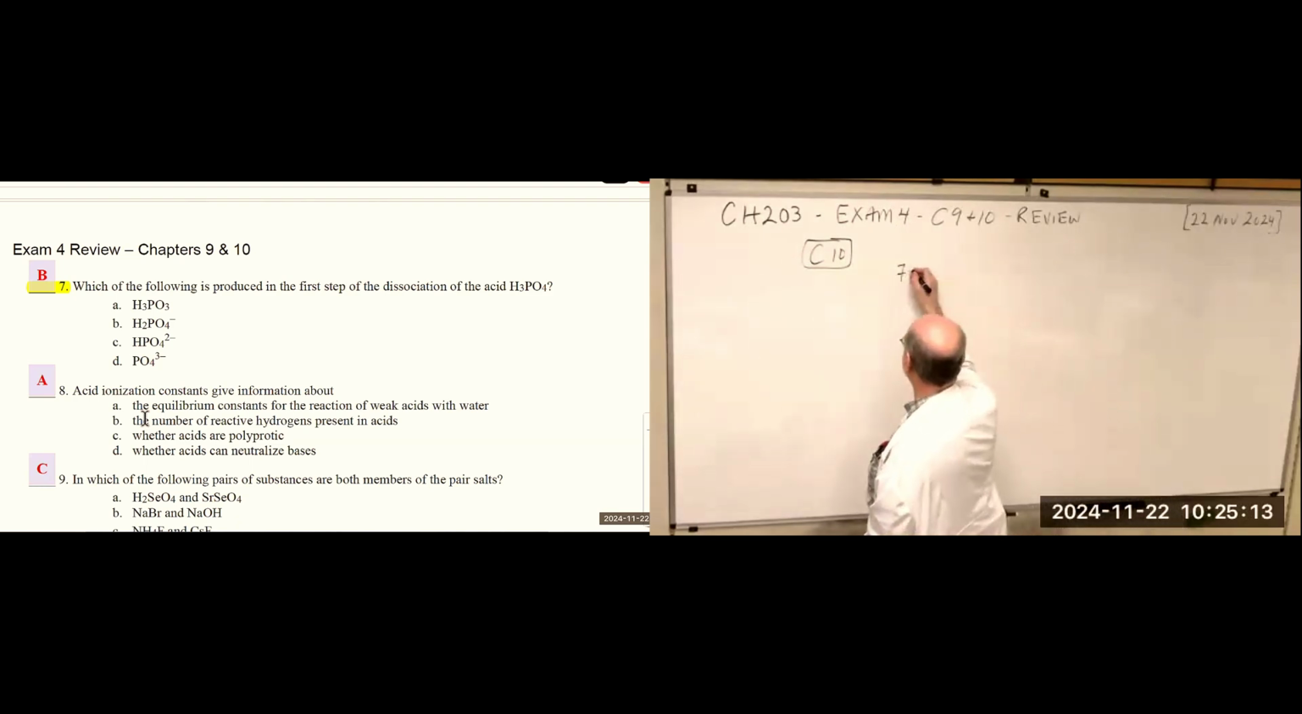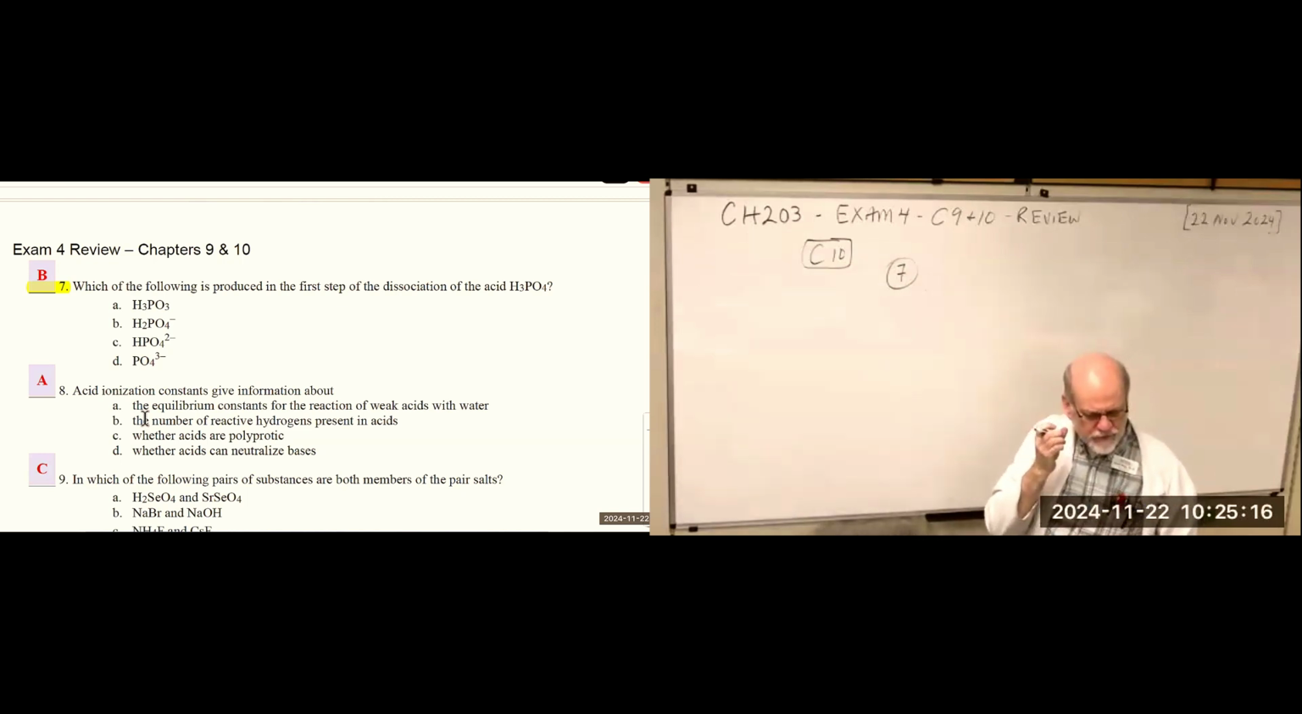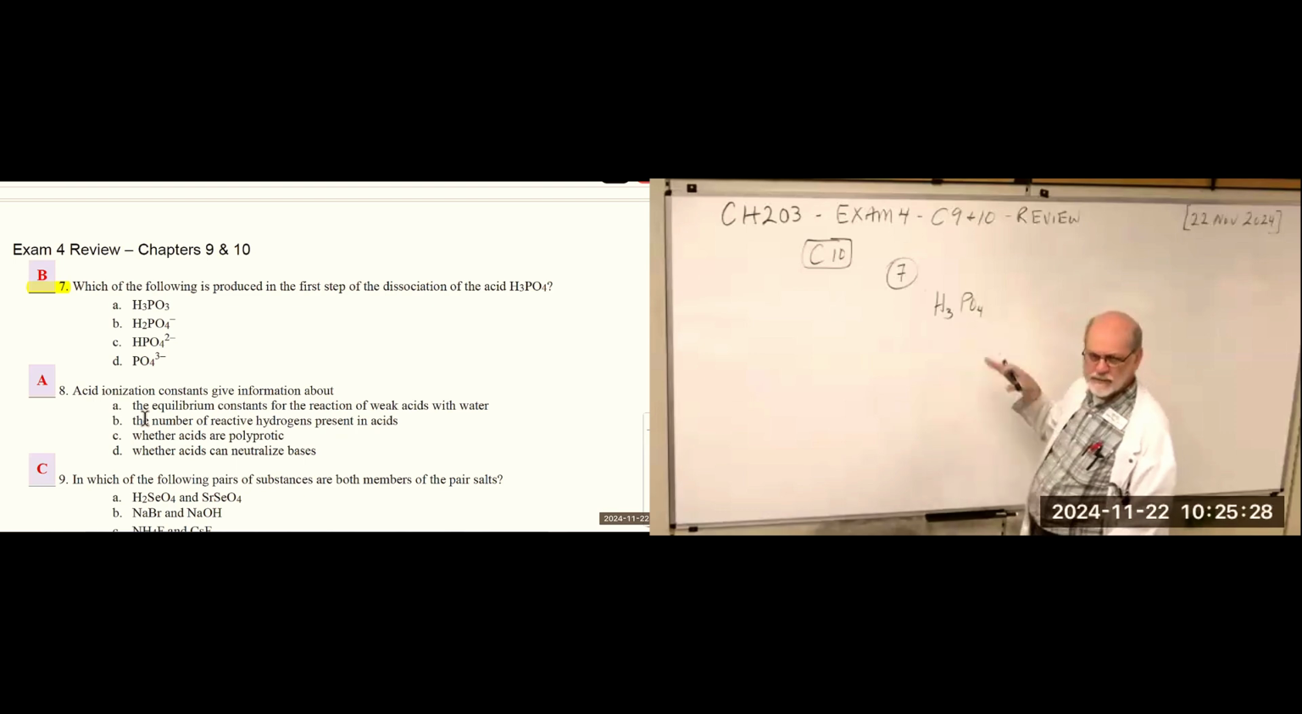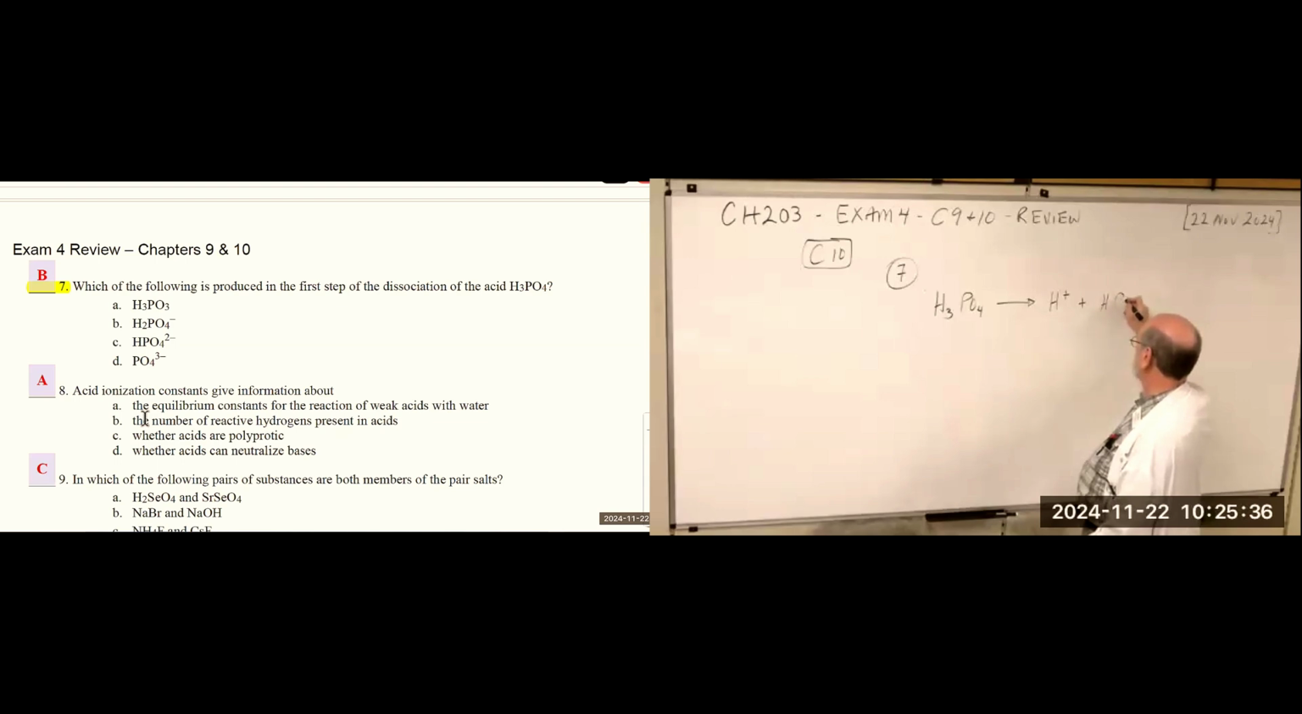7. Which of the following is produced in the first step of the dissociation of the acid H3PO4? All right. Polyprotics dissociate, and I'm going to use the simplified version rather than the true. So what it gives us is that and that. Okay. Let's see. B. Yeah. All right. Only one proton at a time. So that would be B.